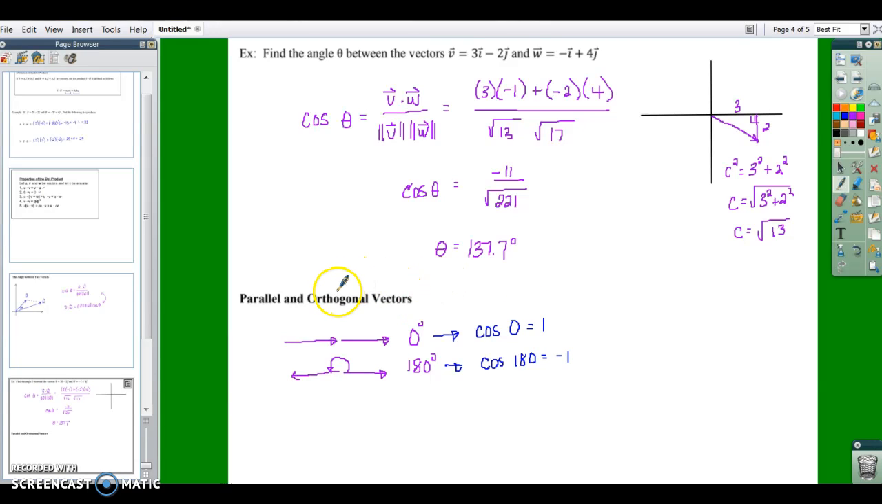If they were orthogonal, and orthogonal is just another word for perpendicular, that means the angle between them would be 90 degrees. And the cosine of 90 degrees is 0. And this tells us that the dot product would then automatically be 0. So the takeaway from that is this. If you have orthogonal vectors, their dot product is 0. Period. You don't need to do anything else.